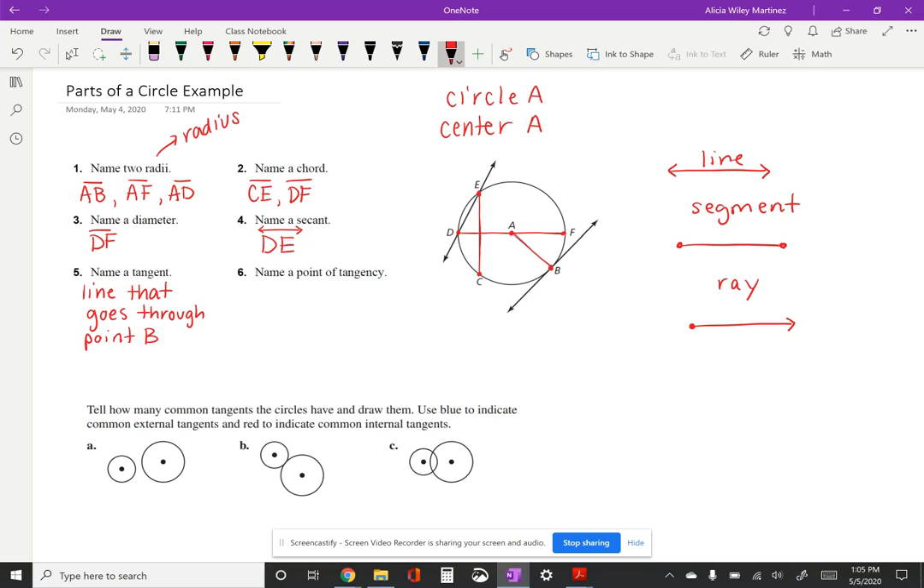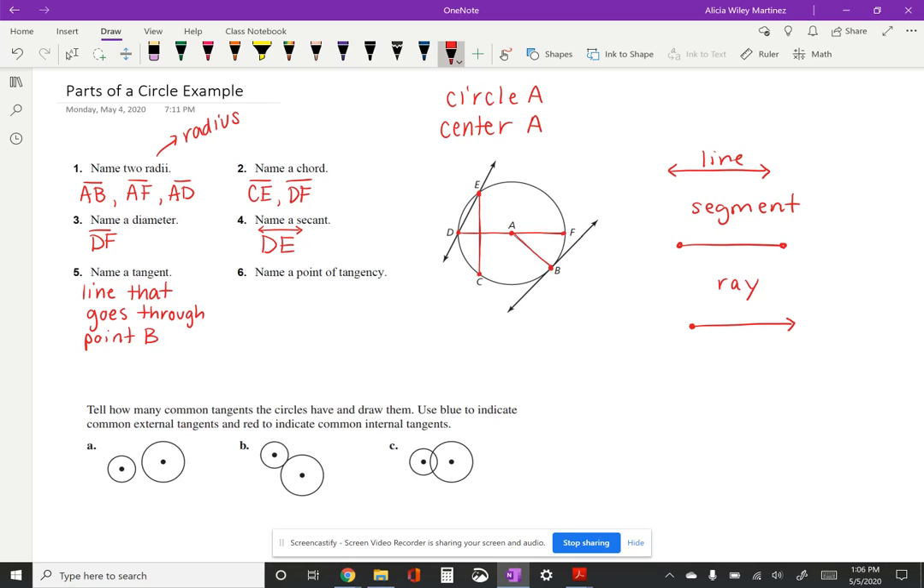Because a tangent is a line, right? And in order to name a line, I would need 2 points on that line. They only give me 1 point on that line. So I'm just going to say that it's this line that goes through point B, because I don't want to add any points into my picture if it's not there for me. So this is a good description of what a tangent would be.